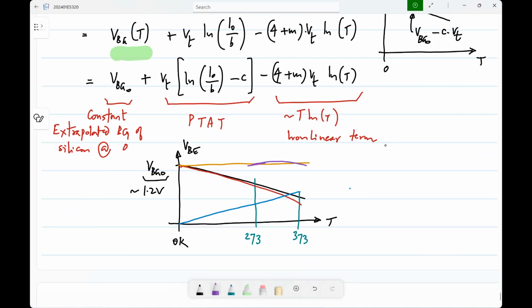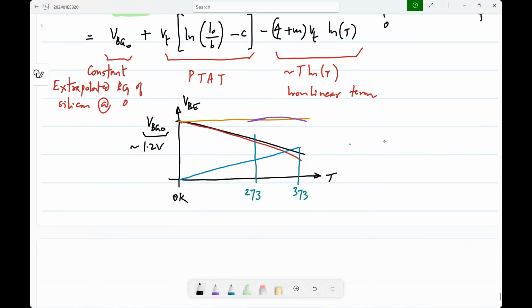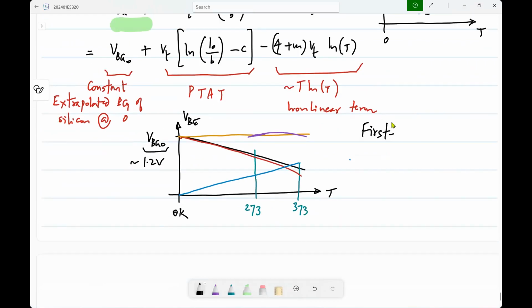So this is what is called a first order band gap. That is, we only cancel the proportional to absolute temperature term. Now there are more sophisticated band gaps which try to cancel the curvature also, but we don't get into that. Those things need a lot of detail, it's rare that you even need that precision, and it needs very detailed knowledge of these temperature dependencies. So this first order band gap is good enough. There is a circuit which is called a first order band gap reference, or simply a band gap voltage reference.